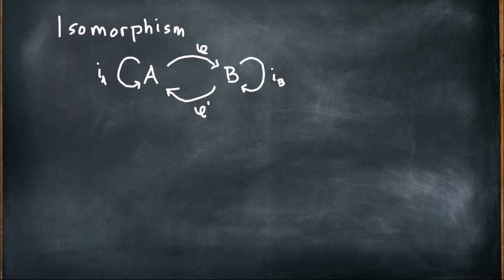A morphism phi from A to B is said to be an isomorphism if there is a morphism phi prime from B to A such that phi prime dot phi equals identity of A and phi dot phi prime equals identity of B.